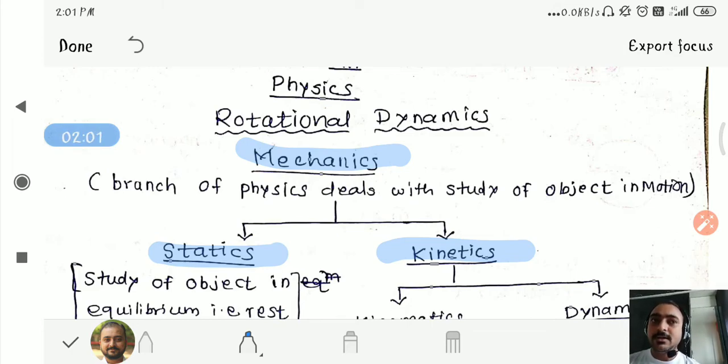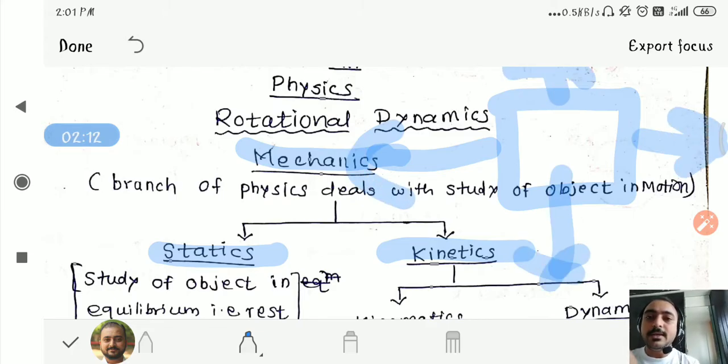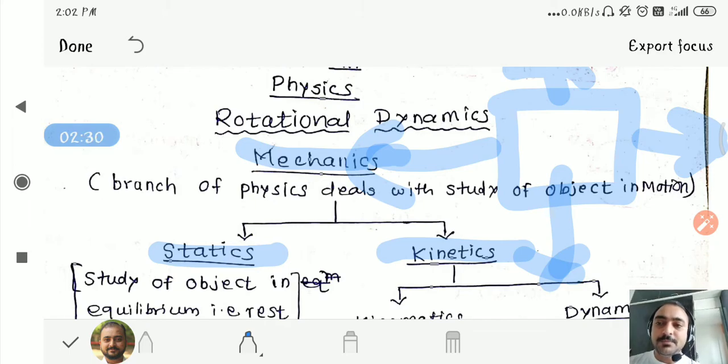Means what? When the object is under forces, but all these forces are in equilibrium, means the resultant force acting on the body is equal to 0, then that object is said to be in equilibrium, and the study of such an object is known as statics.